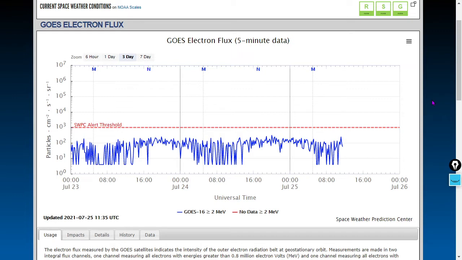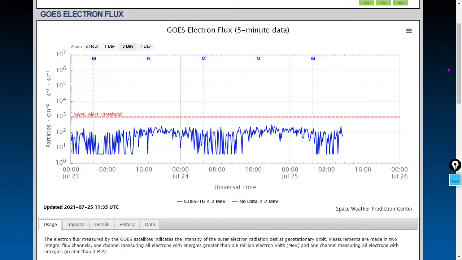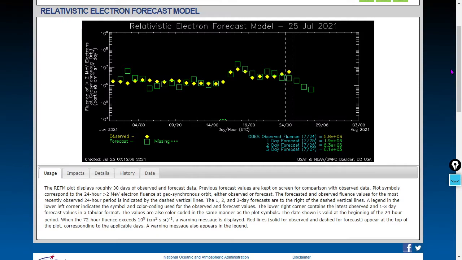And here's the 3-day chart. Seeing the highest levels that we've seen here just recently coming in the past 3 days. So they're moving into higher and higher levels here. I wouldn't be surprised to see us flirt with or possibly cross the threshold here of 1,000 pulse flux units and end up in warning territory. Although it's not going to be super high, it was about what we forecasted yesterday. I would expect similar to slightly higher levels coming today.